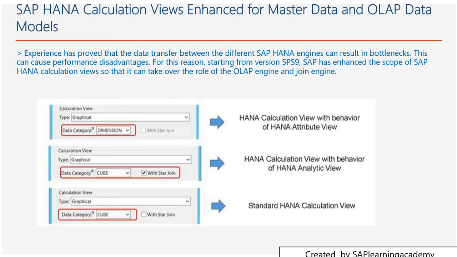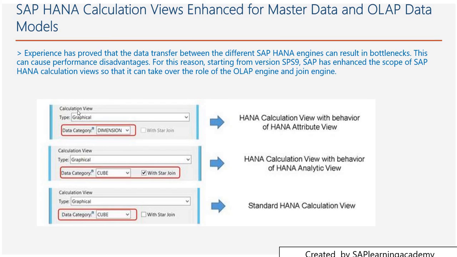So for that, what SAP has done is that from Service Pack 9, SAP has enhanced the scope of SAP HANA calculation views so that they can take over the role of the OLAP engine and join engine. So now the calculation engine can take over the OLAP and join engine. How it can be done, I'm explaining in this picture.